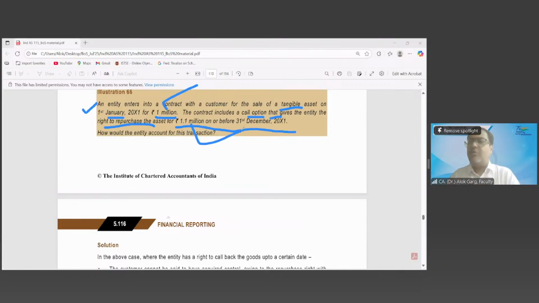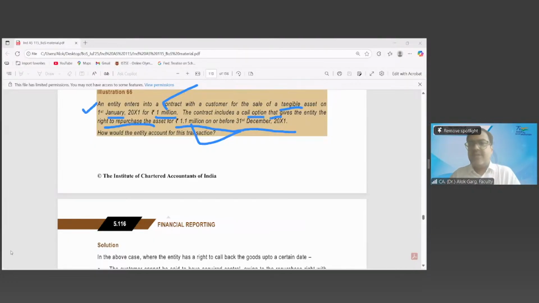And I have already told you the accounting entry in case of a financing transaction, right? So we did 2 illustrations from these repurchase agreements. Is that absolutely clear? Very good, my dear friends.